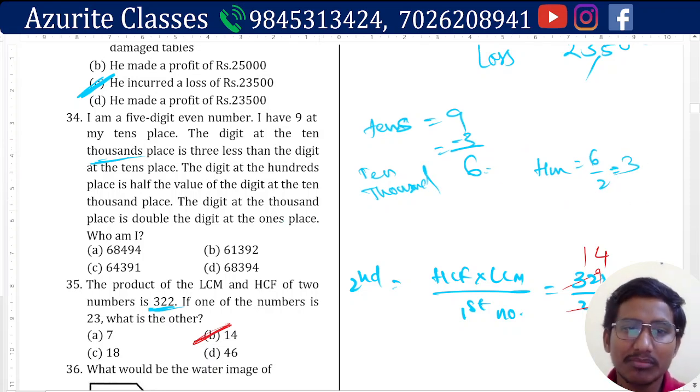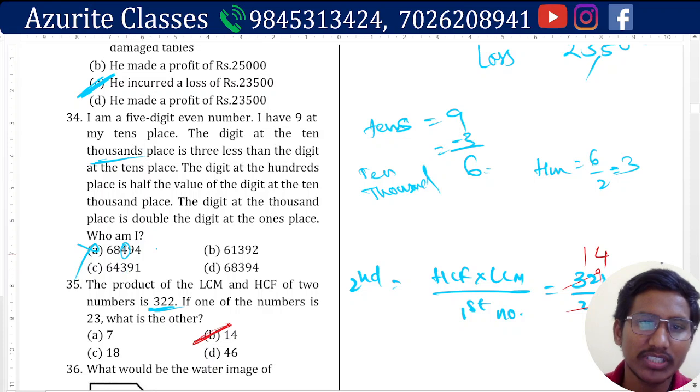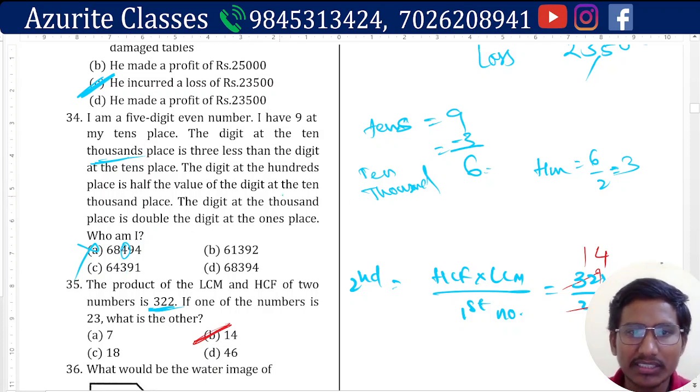Okay. So the hundreds place is 3. So only A is not possible. That is 4. Okay. And then the ten thousands place. Okay. So the 10,000 place.